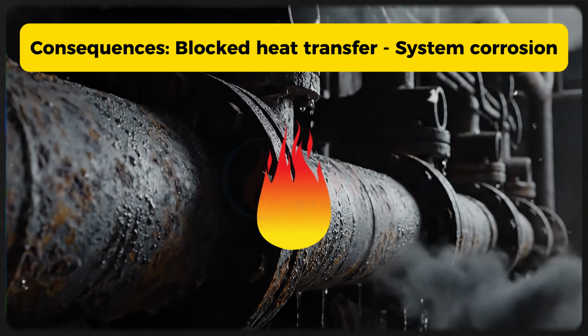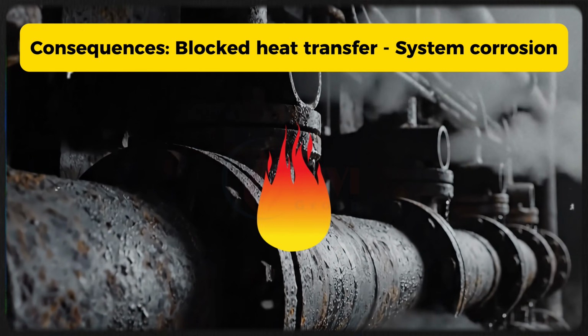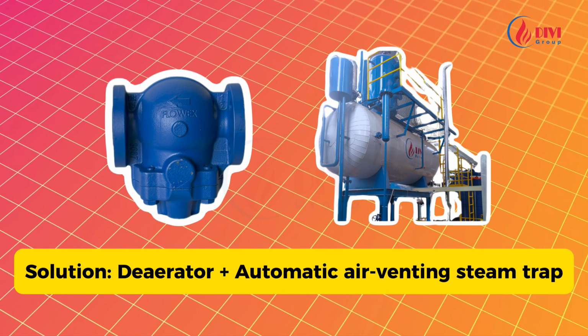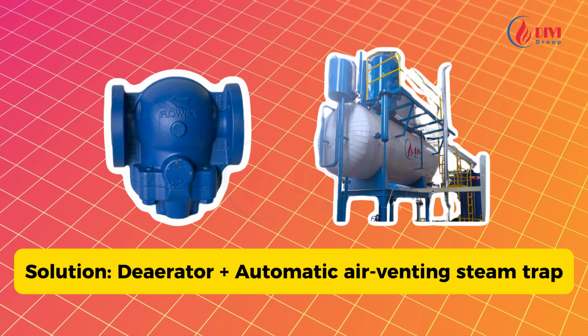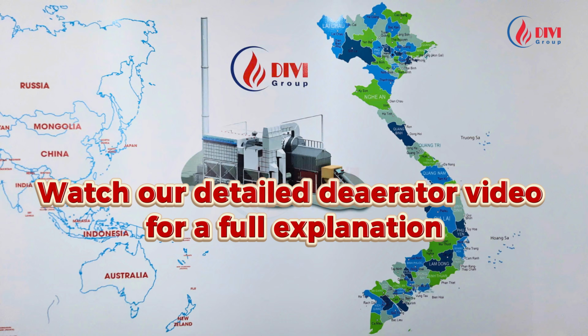If the steam trap does not have an automatic air vent, these gases accumulate, block heat transfer, and cause system corrosion. Therefore, use a deaerator and steam traps with automatic air venting. If you want to learn how a deaerator works, check out our detailed video about deaerators on this channel.